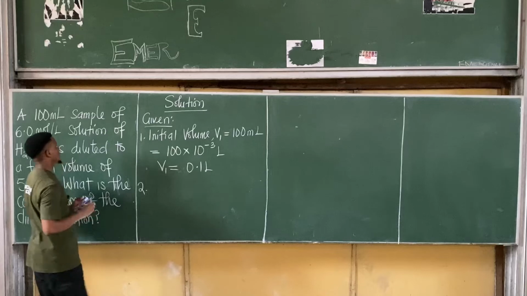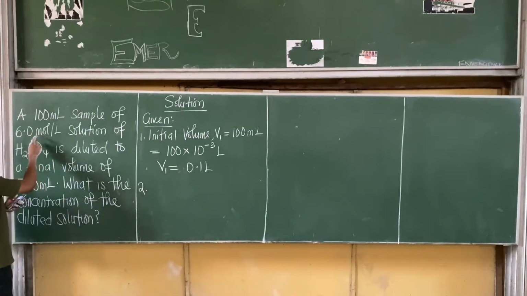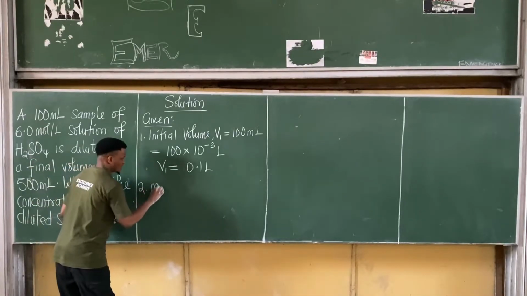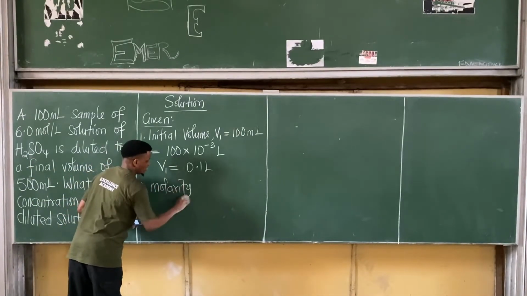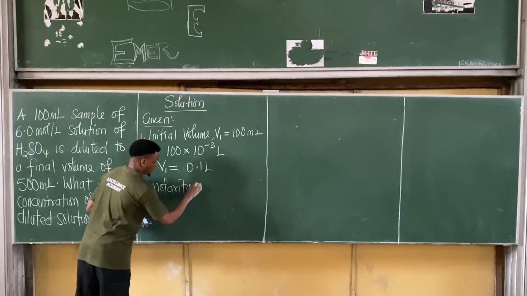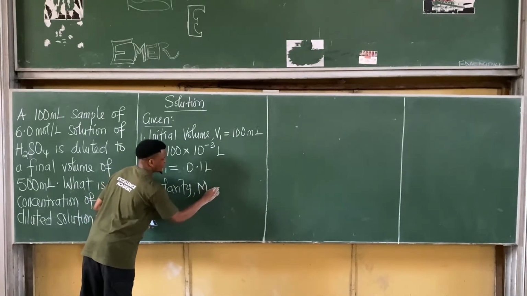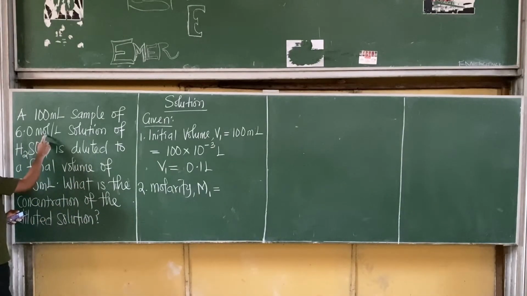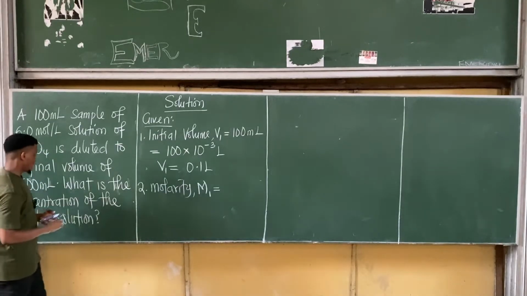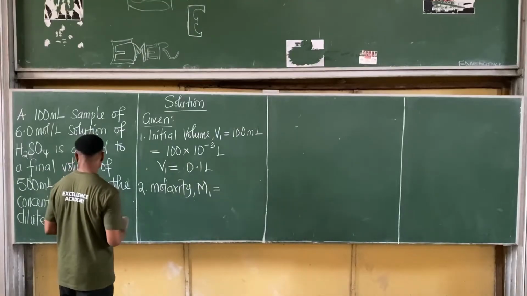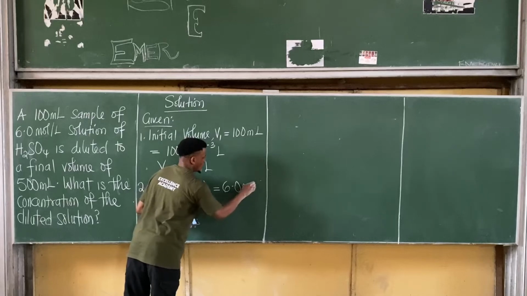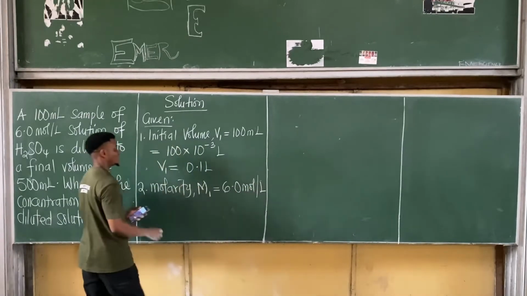Number two, I'm given the concentration or the molarity at the initial volume, the molarity, let's call this M1. So M1 is equal to, because we are asked to find the concentration, I have my first molarity, and I'm asked to find the concentration, that becomes the second molarity. Molarity M1 is equal to 6.0 mole per liter.